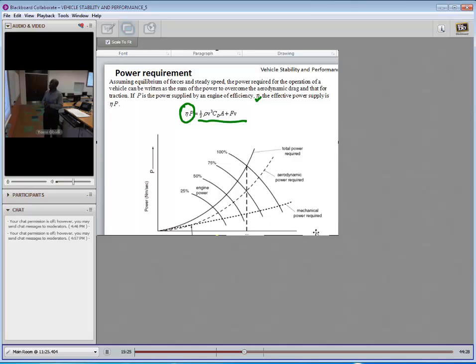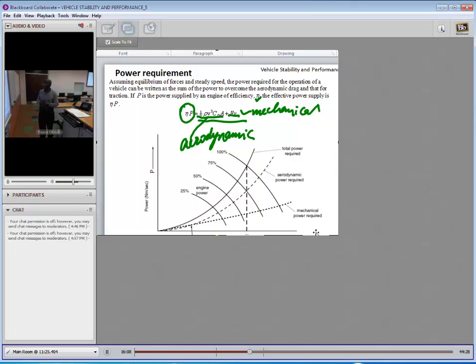and it's equal to an expression of the third power of the speed, and just a single power of the speed for mechanical power required. This is mechanical, and this portion is aerodynamic. So the power required to supply the mechanical, to overcome the mechanical obstacle and to overcome the aerodynamic obstacle.